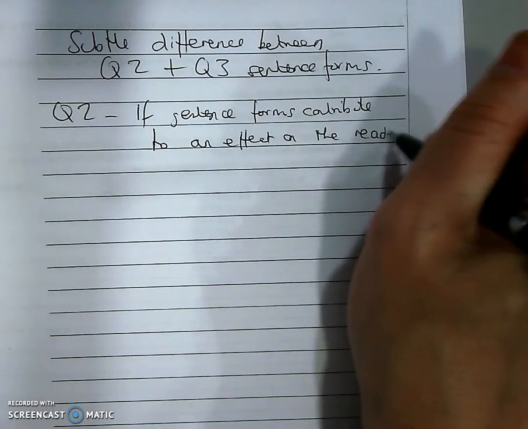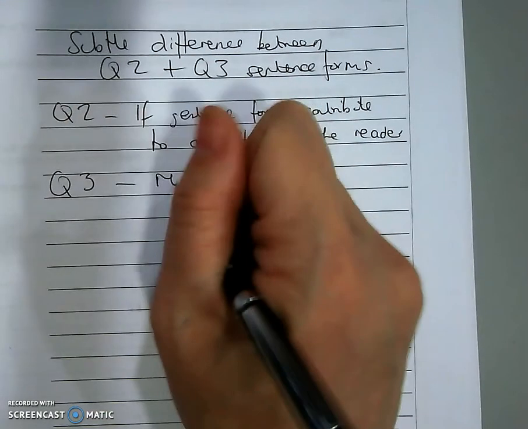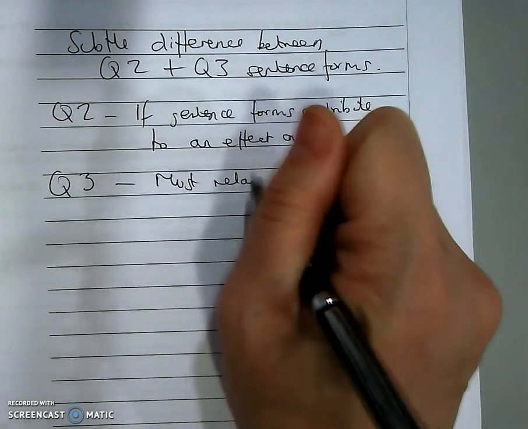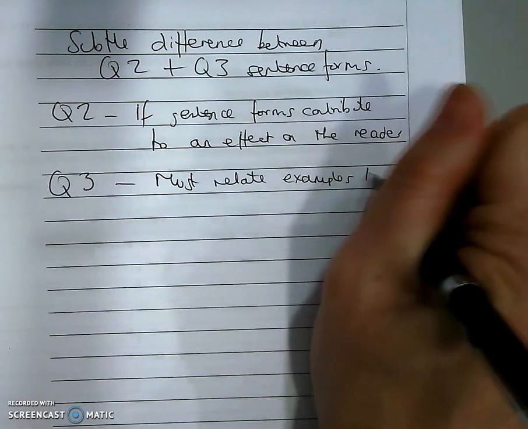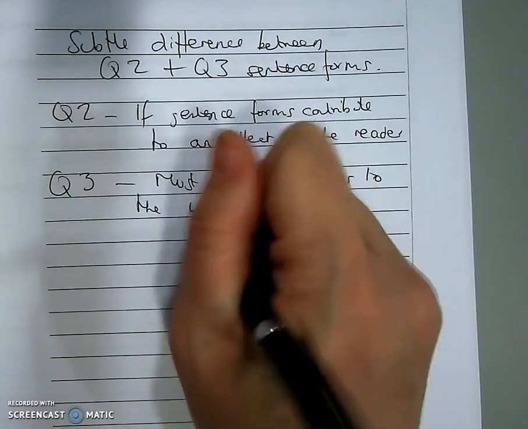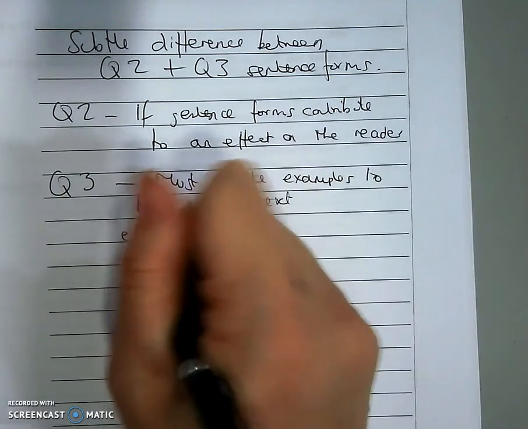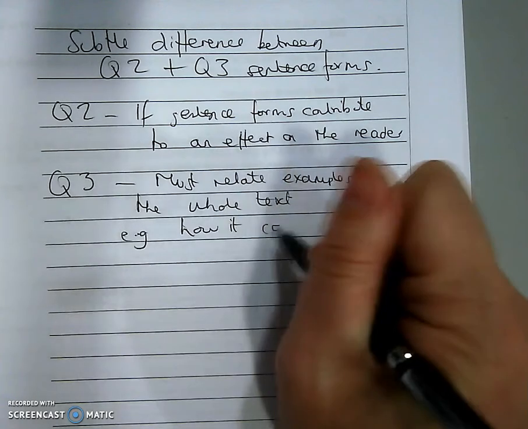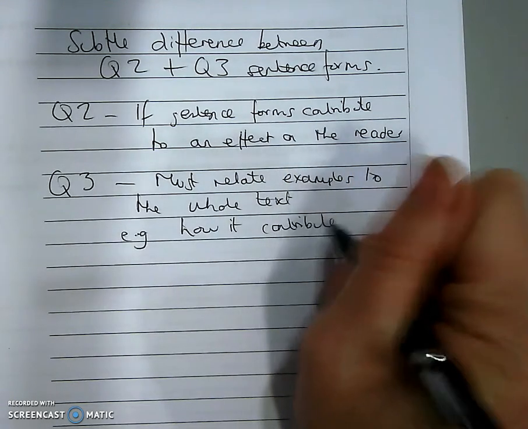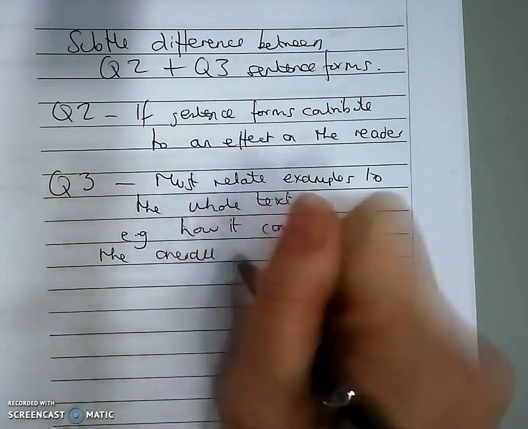In question number 3, you must relate this to the whole text. So you must relate any examples to the whole text. So for example, how it contributes to the overall pattern of the text.